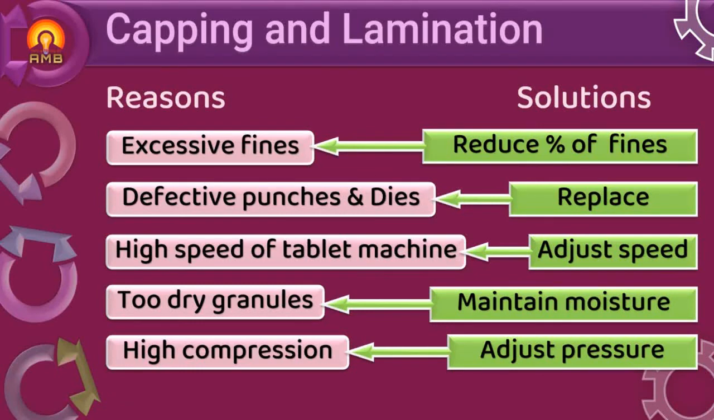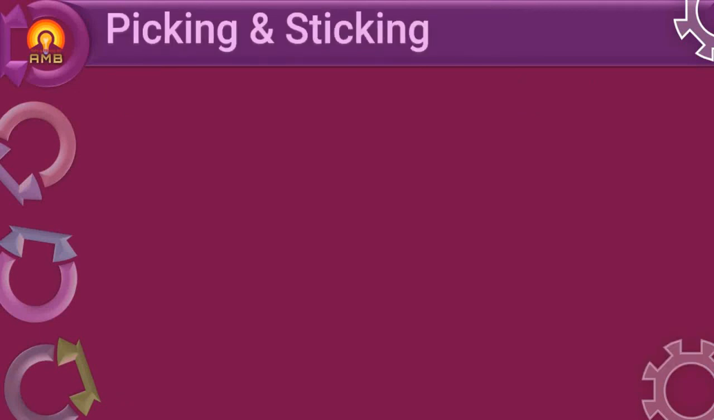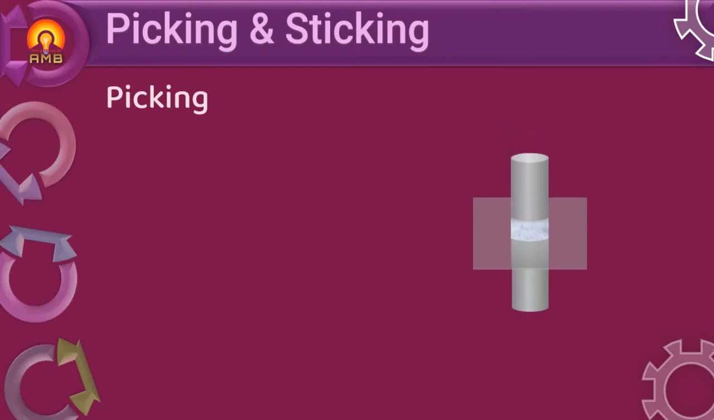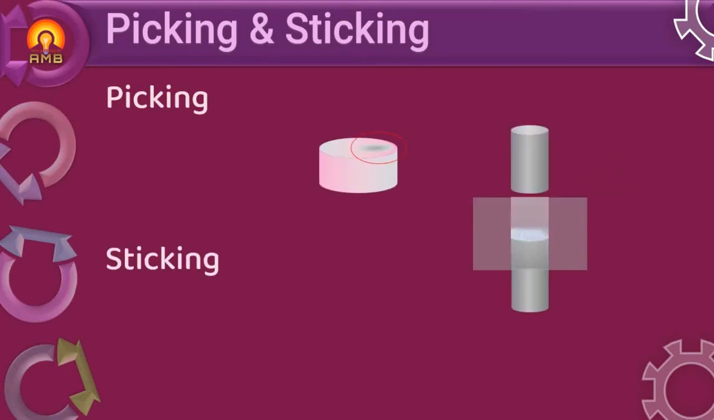Now, the next defect we are discussing is picking and sticking. If material in the die is picked up by the upper punch from the upper surface of the tablet, it is called picking. And if material sticks to the wall of the die, it is called sticking.